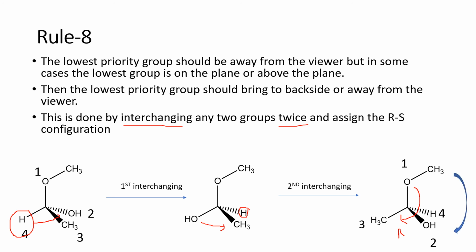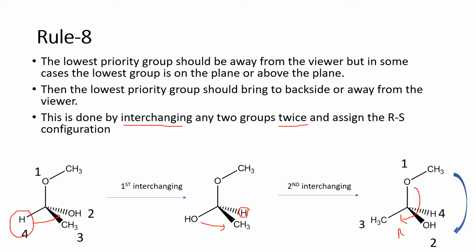Okay, so this is the clockwise direction, therefore it is given as R. Like this, you have to interchange any 2 groups if the fourth group, not just the hydrogen, any fourth group, is present away from the back.